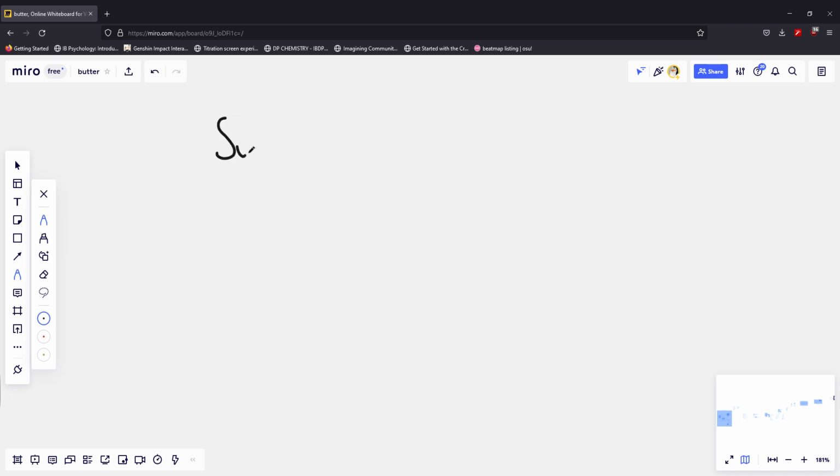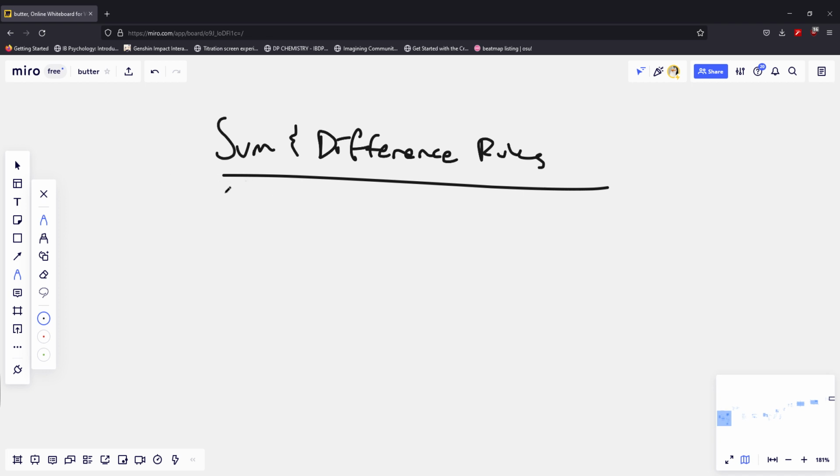I'm going to write that down just like last time. Sum and difference rules. Okay, here we are. This is going to be a really short lesson because it's really easy. So what this basically says is that if I have a function, we'll call it capital F of x, is equal to g of x plus h of x.